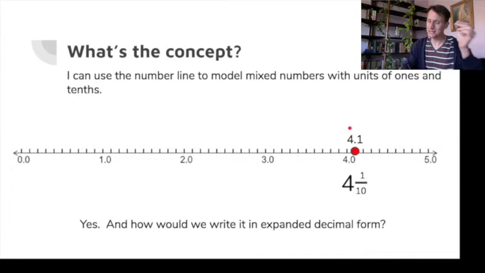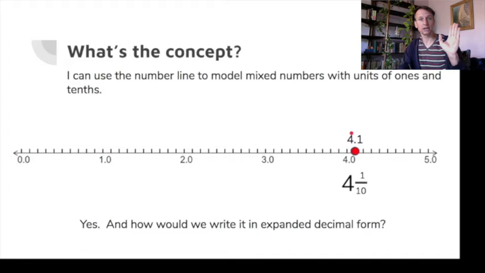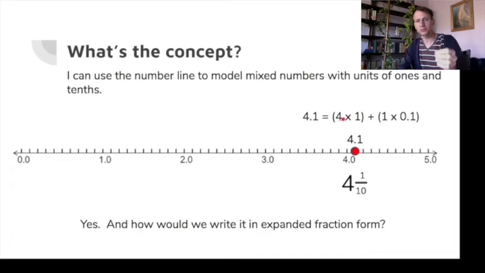How do we write this now in expanded decimal form? Well, we have a 4 in the ones place and a 1 in the tenths place. So 4 times 1, the place it's in, and then the 1 here times, what place is it in? Tenths. So 4 times 1, 1 times 1/10, that's what it would look like. 4 and 1/10 equals 4 times 1 plus 1 times 1/10. Woo!